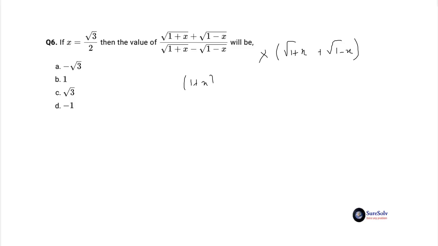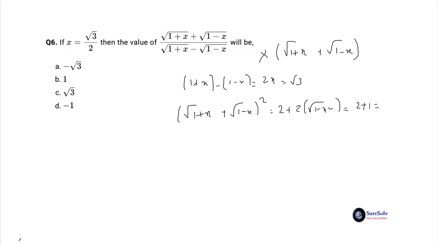1 plus x minus in the brackets 1 minus x equal to 2x equal to square root 3. And the numerator root over 1 plus x plus root over 1 minus x whole square equal to 2 plus 2 multiplied by root over 1 minus x square equal to 2 plus 1 equal to 3. Result is 3 by root 3 equal to root 3. Answer option C, root 3.